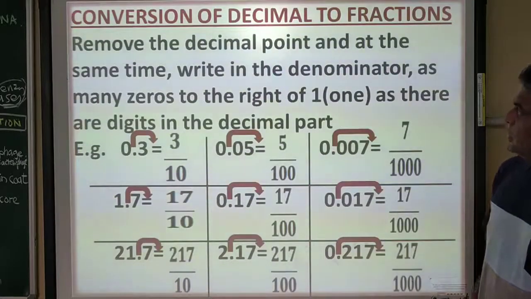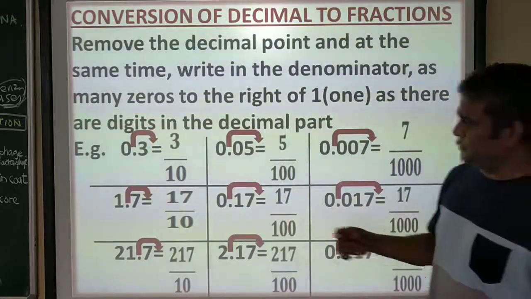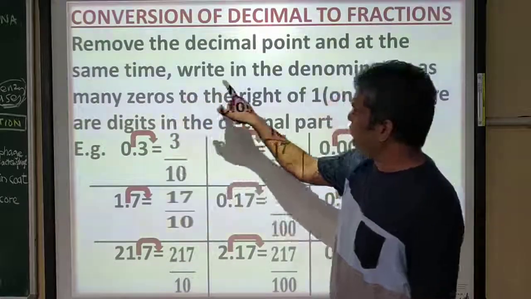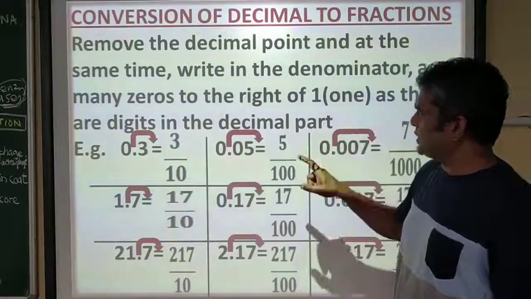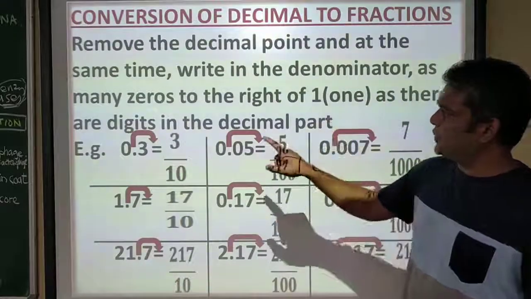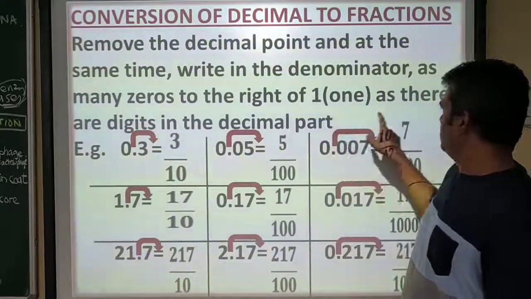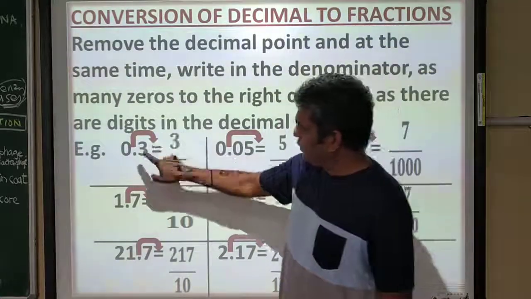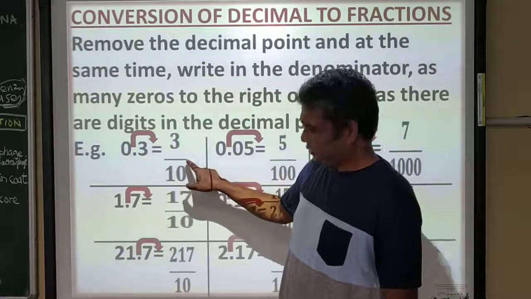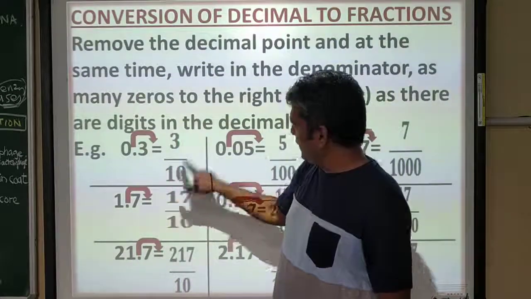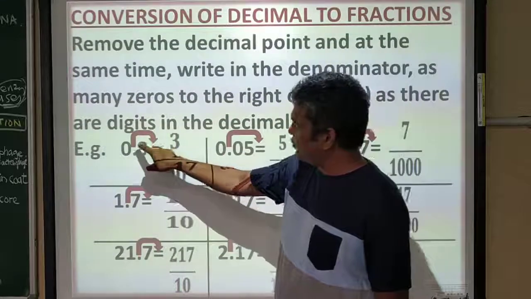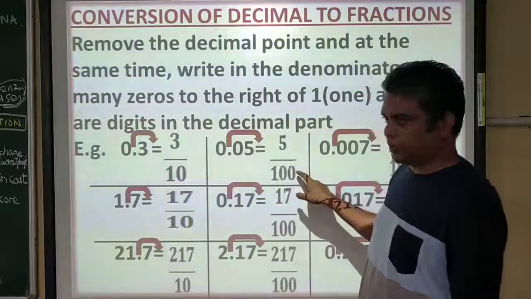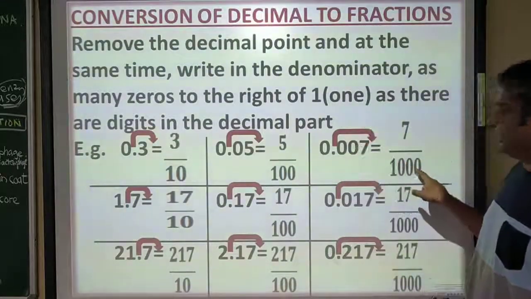Now the same thing when you convert decimals to fractions. When there is a decimal, you need to convert it to a fraction. Remove the decimal point and at the same time write in the denominator as many zeros to the right of 1 as there are digits in the decimal part. So when you write 3 and then put the division line, write 1, and as you shift one place, you add 1 zero. If you shift two places, add 2 zeros. If you shift 3 places, add 3 zeros.